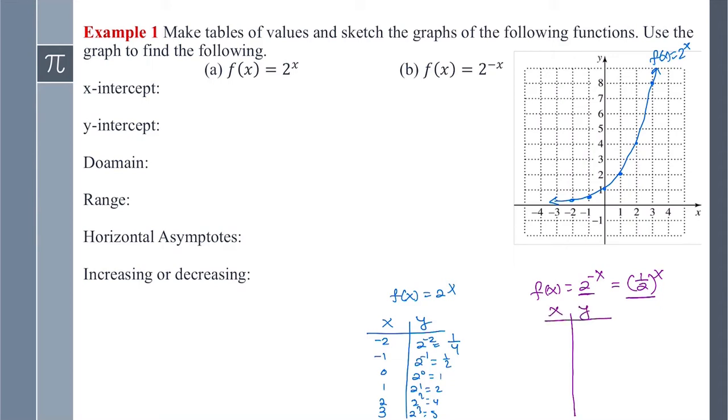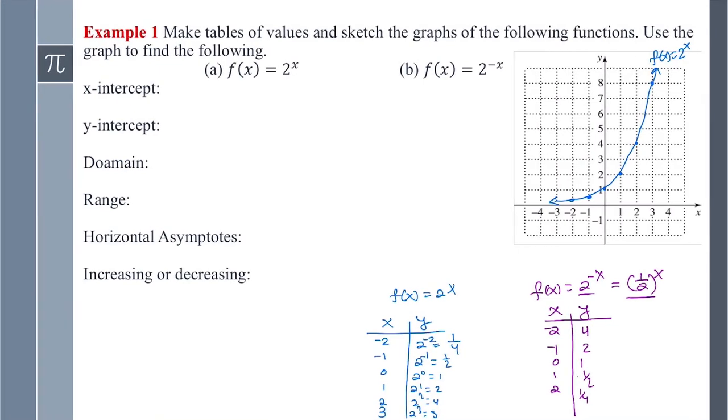Now, if we take similar values here, I can take x and y values. So if I take x equals negative 2, now we have 2 to the negative x. So 2 to the negative of negative 2, which is 2 squared, that becomes positive 4. So now when I take negative 1, I get 2 to the negative of negative 1, which is 2. If I take 0, I get 1. If I take 1, I get 1/2. If I take 2, I get 1/4, and so on. So this is how it's going to look like.